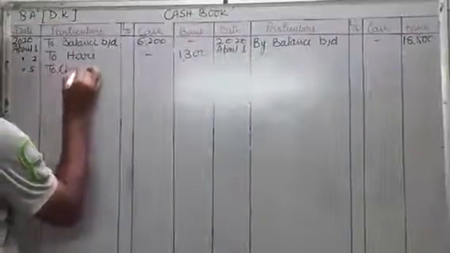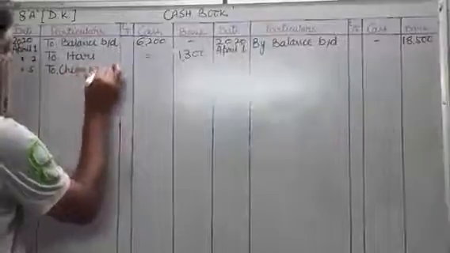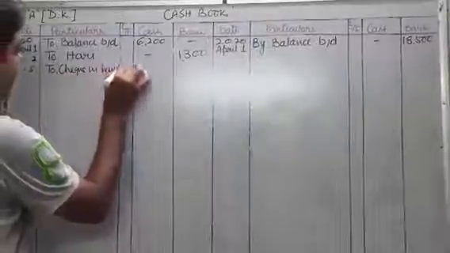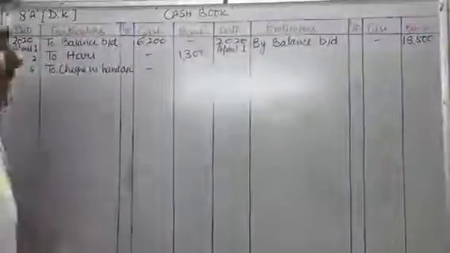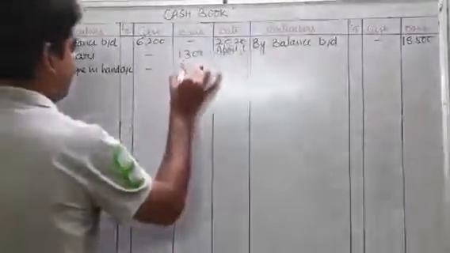To check in hand account and treatment will come in bank column and amount is 3,300.